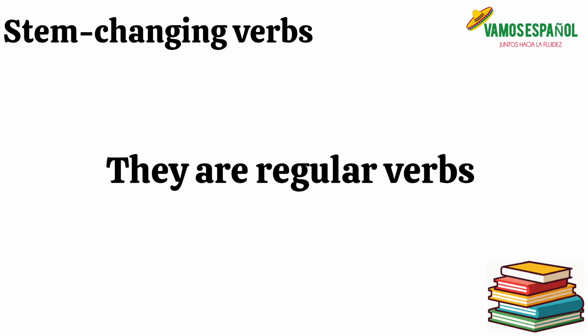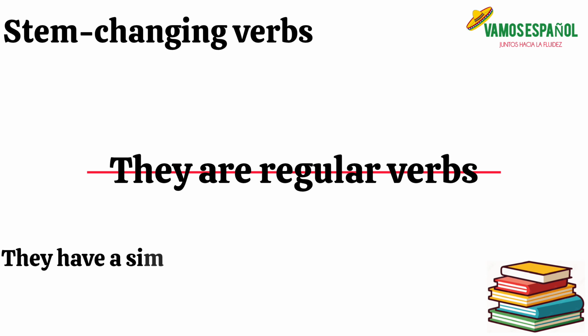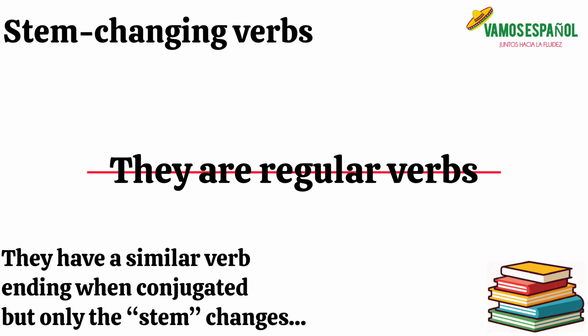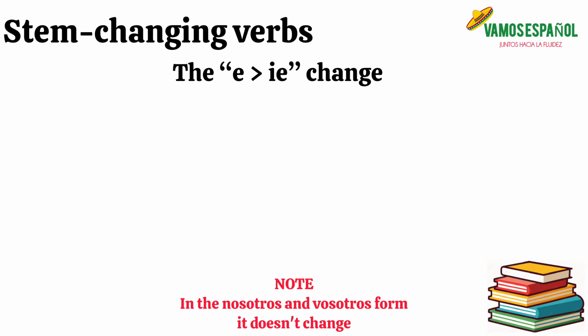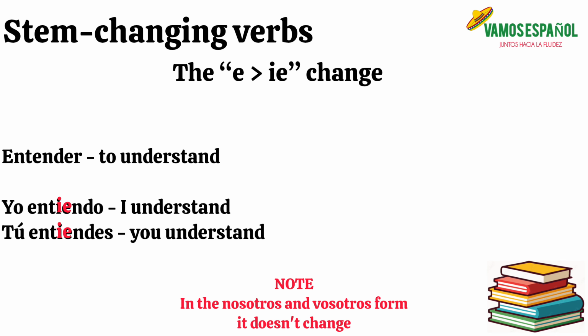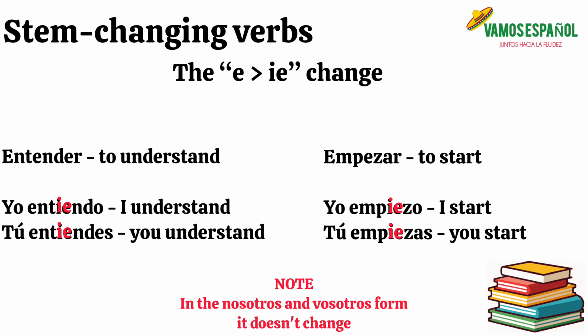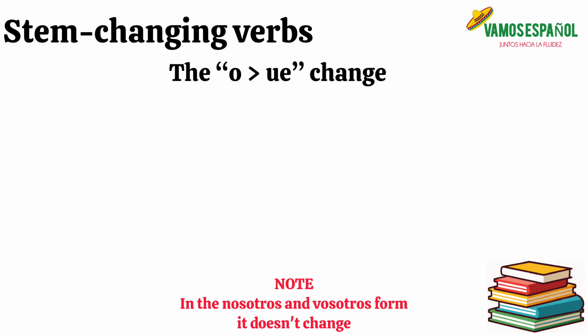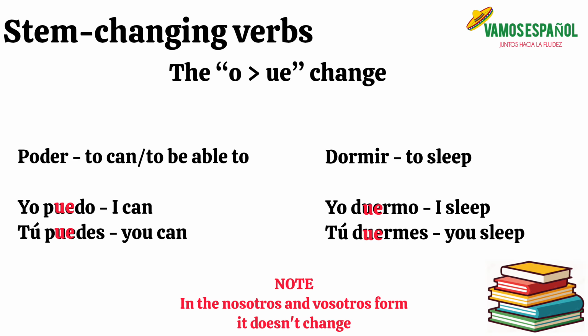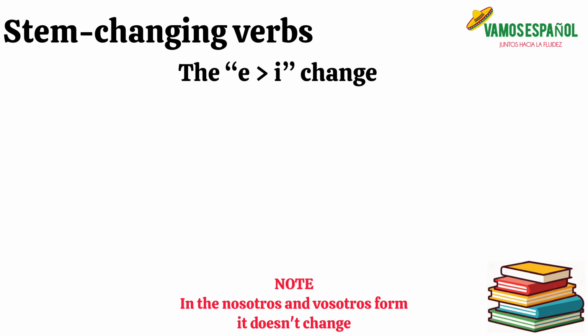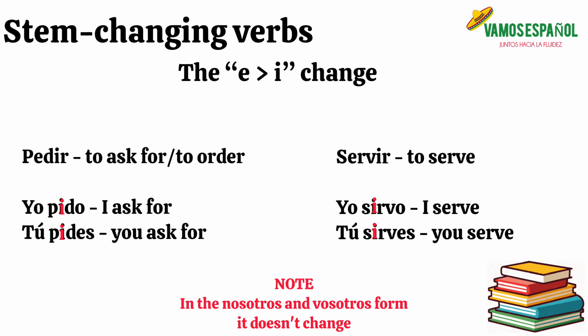Stem changing verbs are regular until they're not, because the endings are normal, but the stem changes in most forms. Here are a few types of changes you'll notice across your Spanish learning journey. We have the E to IE change in verbs like entender, empezar. We also have the O to UE change in verbs like poder, dormir. And last but not the least, we have the E to I change in verbs like pedir, servir. They don't change in all forms because in the nosotros and the vosotros form, they stay exactly the same.